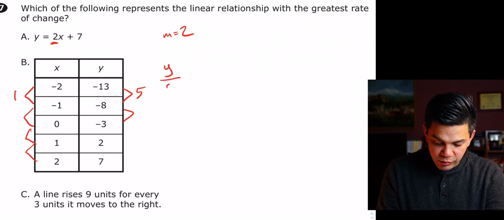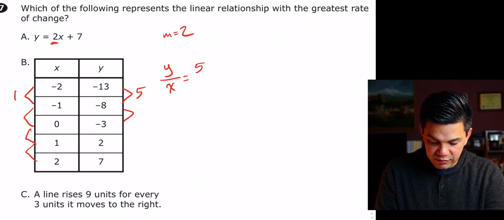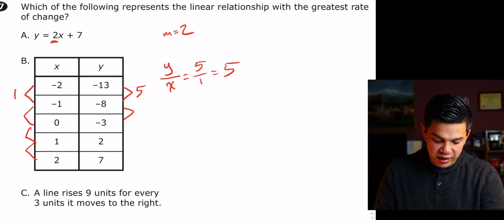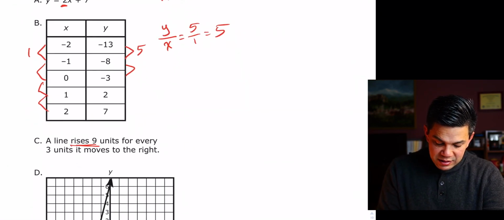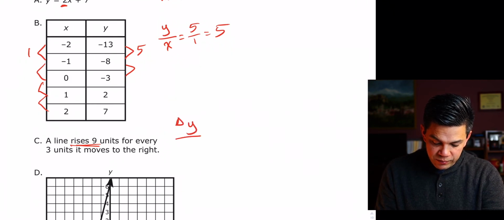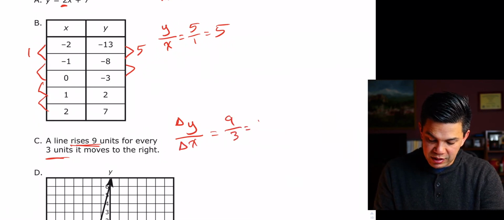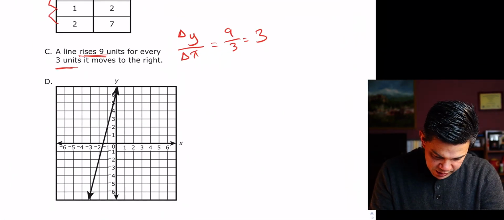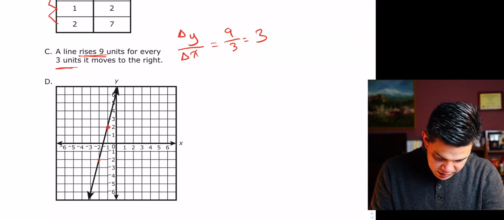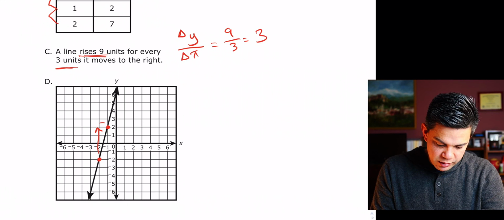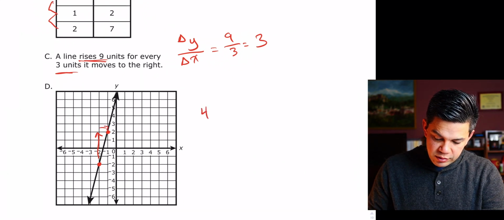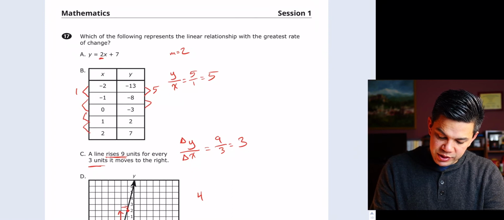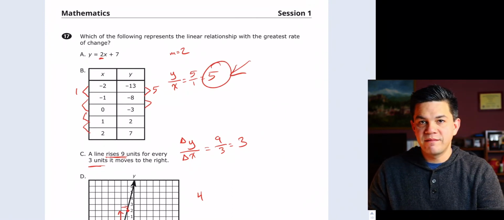So the rate is going to be y over x, which is 5 over 1, which in this case is going to be 5. A line rises, the rise, change of y, for every 3 units it moves to the right, the change of x. So we have 9 over 3, which is going to get us our change of 3. And finally here, rise over run, I see a point right here, and I see a point right here. This goes up 4 and over 1. So out of all of these, the greatest rate of change here is going to be 5.